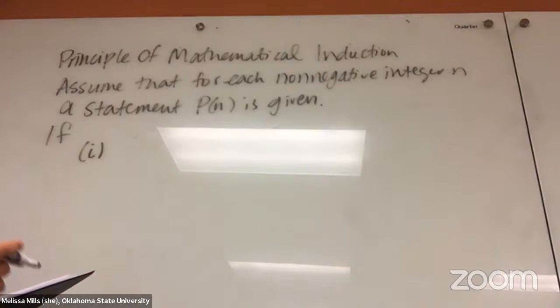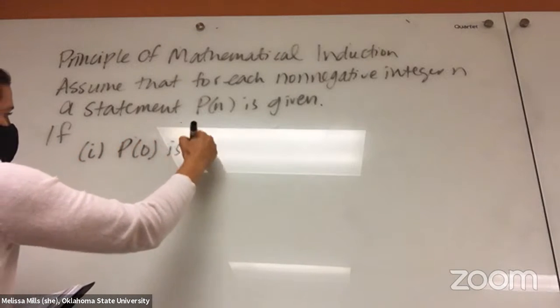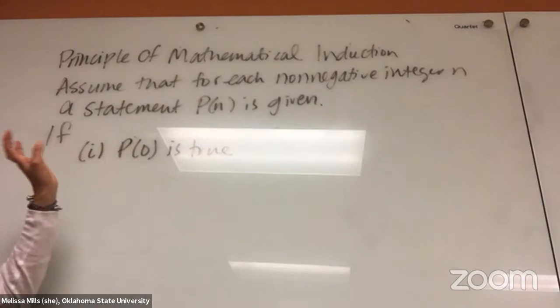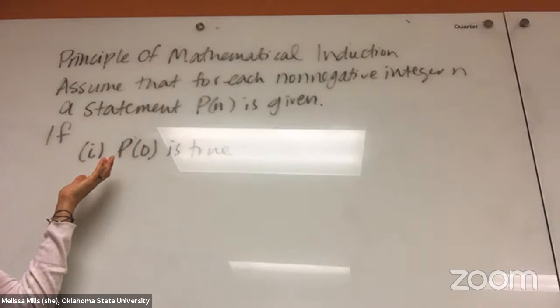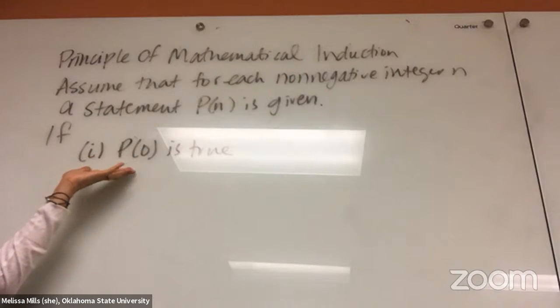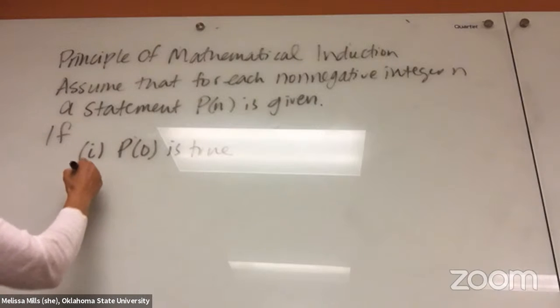If these two conditions hold: P(0) is true. You could do P(1), or P of the smallest one, whichever is the smallest that it holds for. A lot of times that's P(0). We could also do P(1), depending on what the statement is.